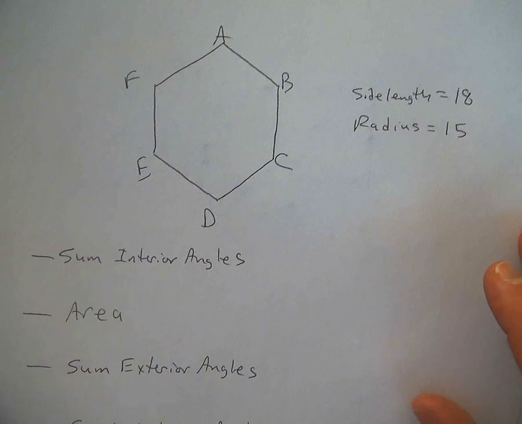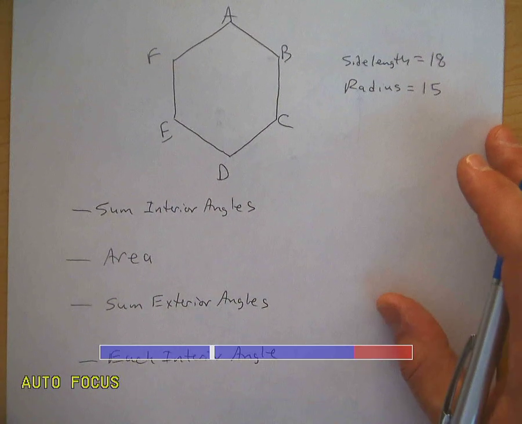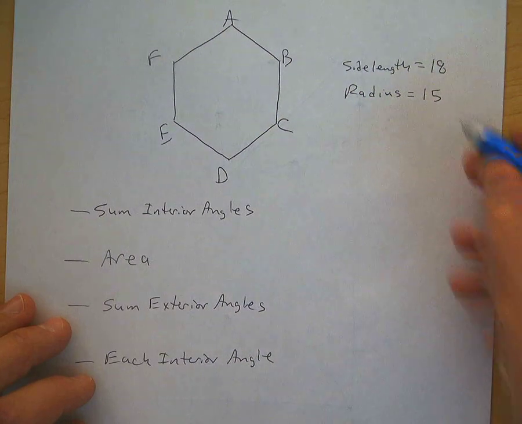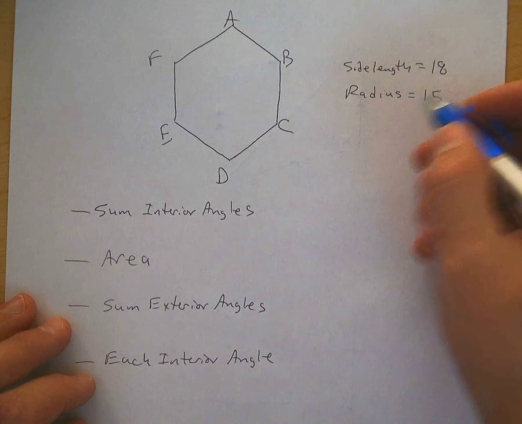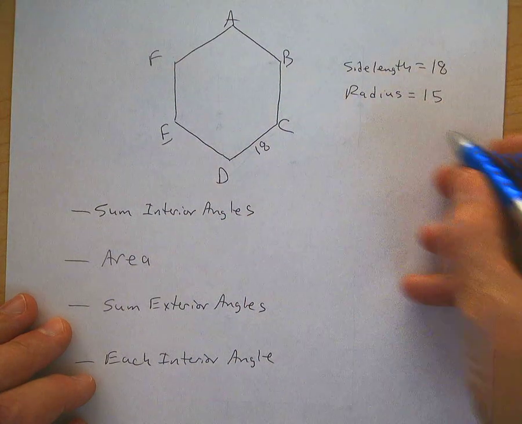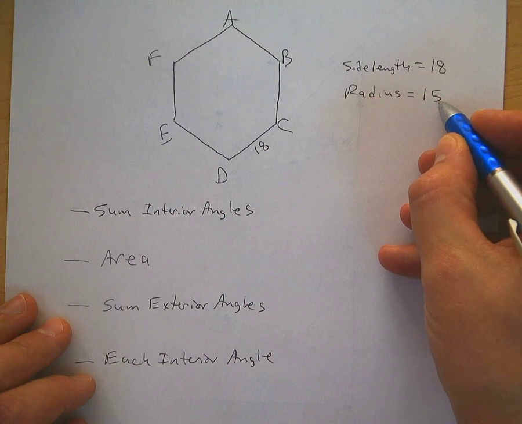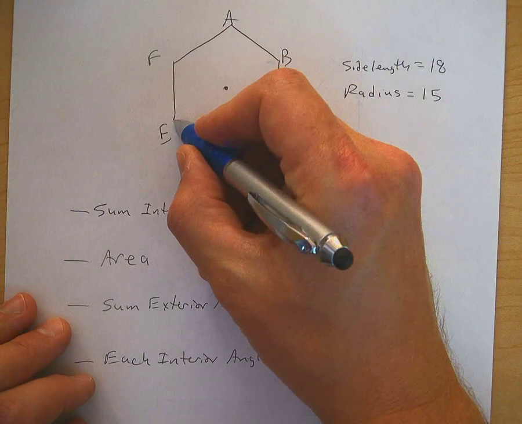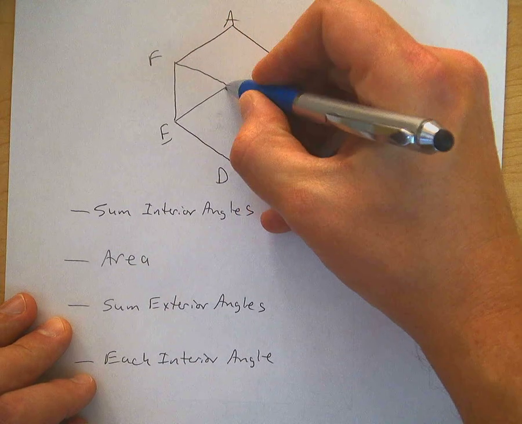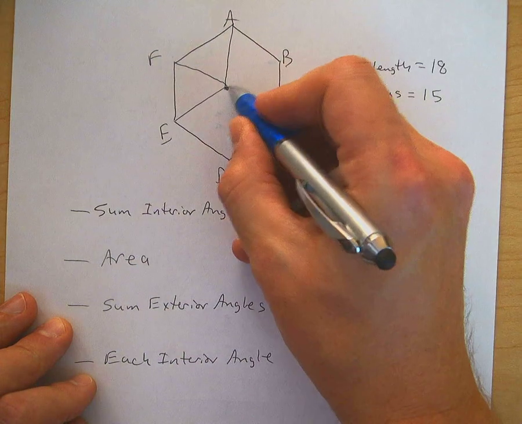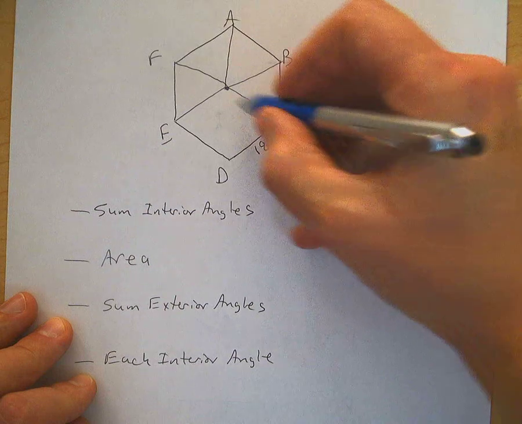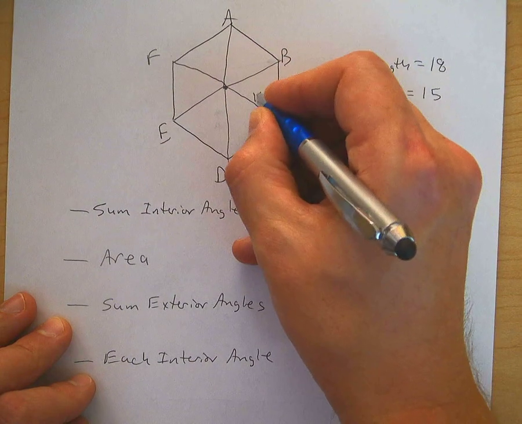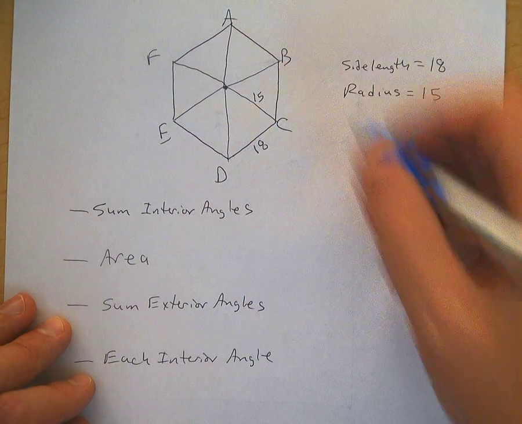Okay, now I have several questions with this graphic here. We have a regular hexagon. Assume it's a regular hexagon anyway. It says the side length is 18. So I'm going to label the side length as 18 and a radius of 15. So I'm going to put a point in the center of the polygon, and I'm going to connect all the vertices to the center point right here. When I do that, I know that this radius is going to be 15. Doesn't matter which one I put it on. They all should be congruent.